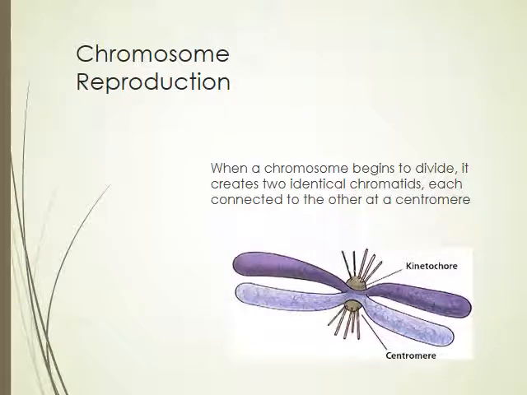When a chromosome begins to divide, you've got these two identical chromatids. When does this happen? What part of interphase? We're not in prophase yet. I'm just talking about during those three phases, G1, S, G2. S phase, synthesis phase. That's when they're copied. They get joined together at a centromere.